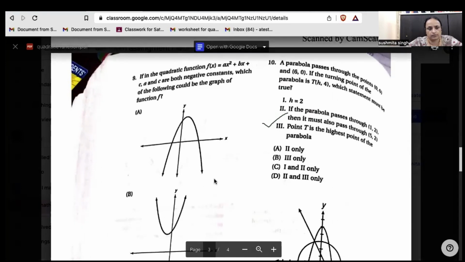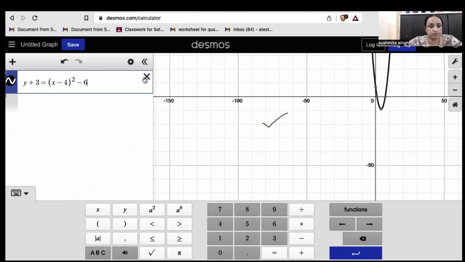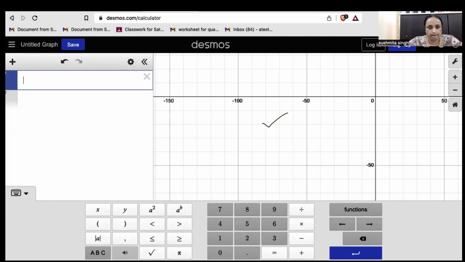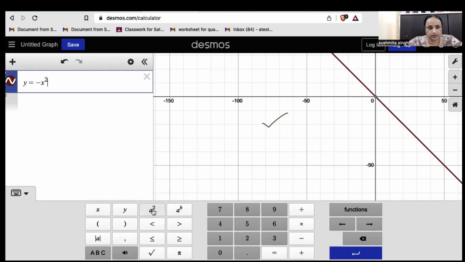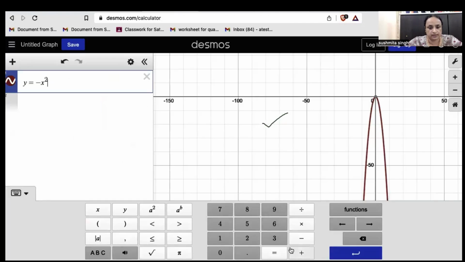Now, whenever we have a question like this, and you forgot, if in a quadratic function f(x) = ax² + bx + c, where a and c are both negative constants, which of the following could be the graph? So you just put the numbers to be negative. So we'll just do y equals negative x² plus 2x minus 3.